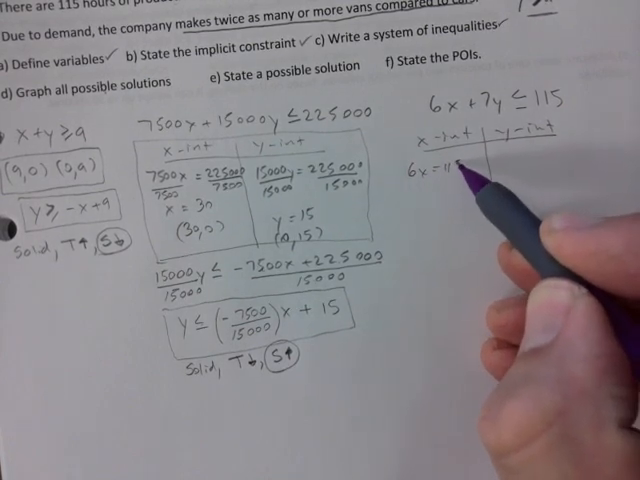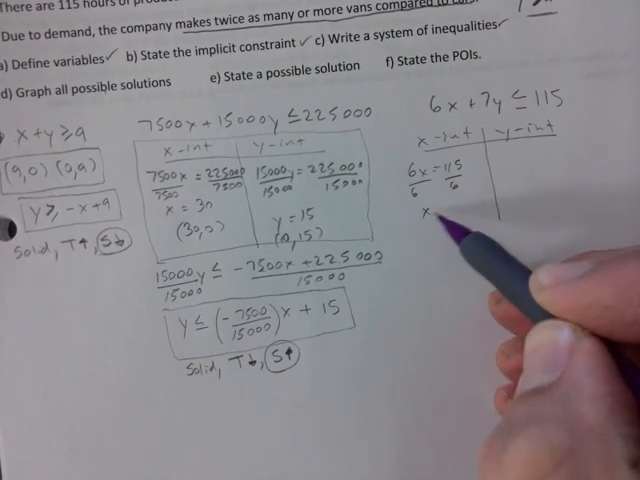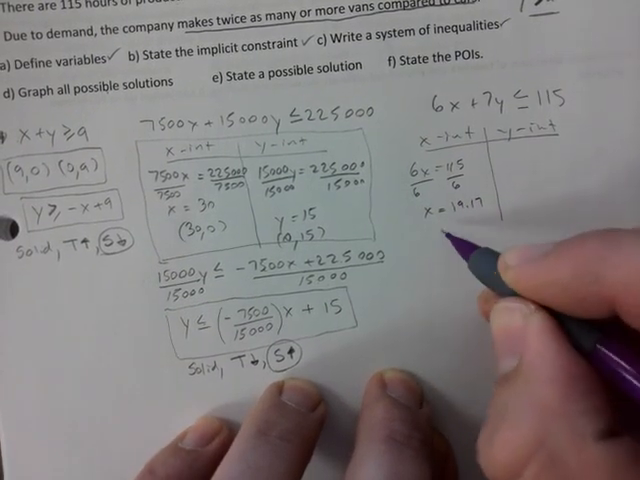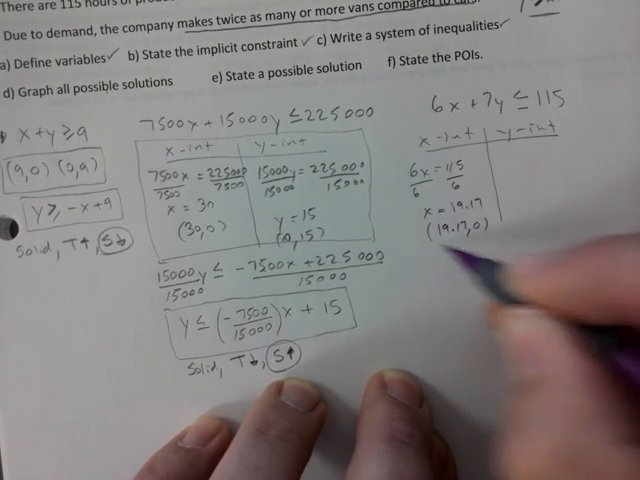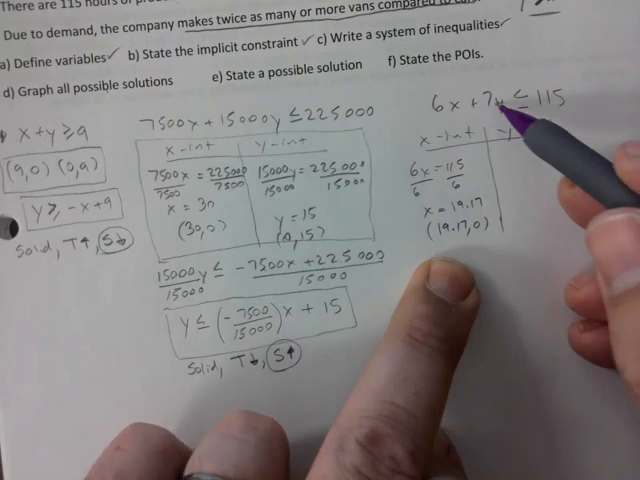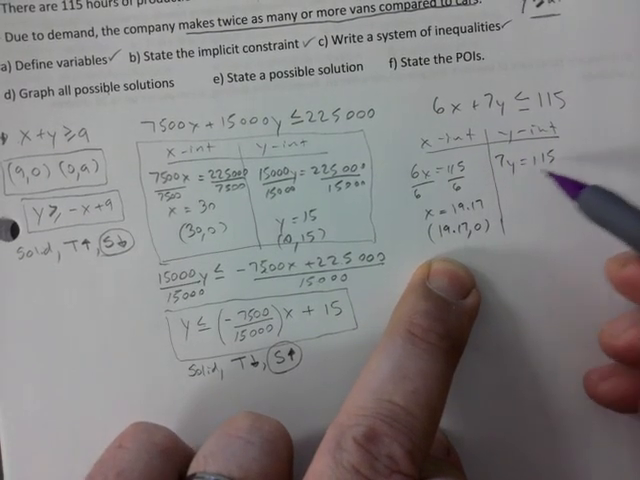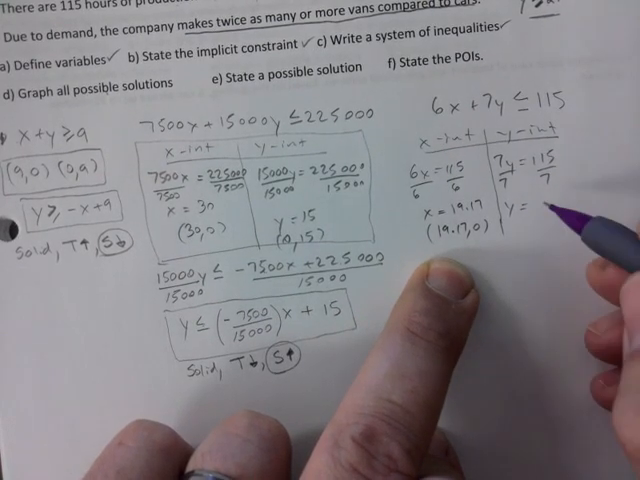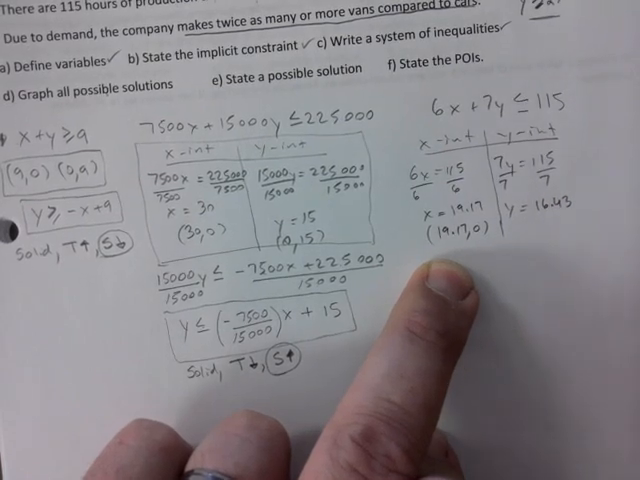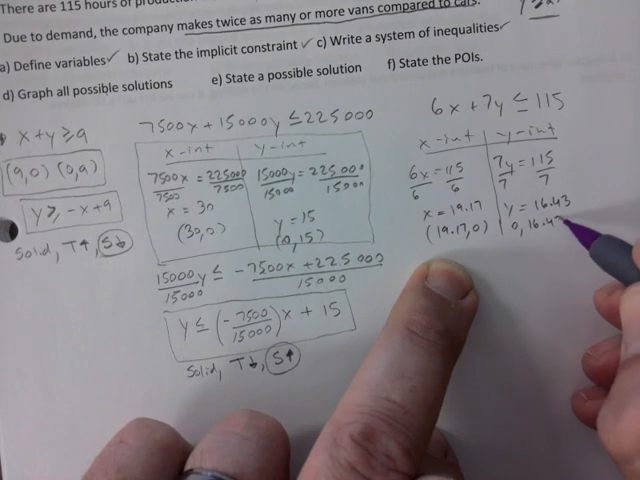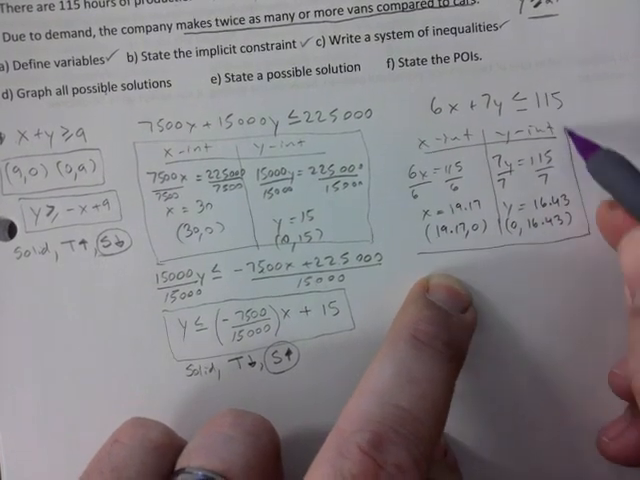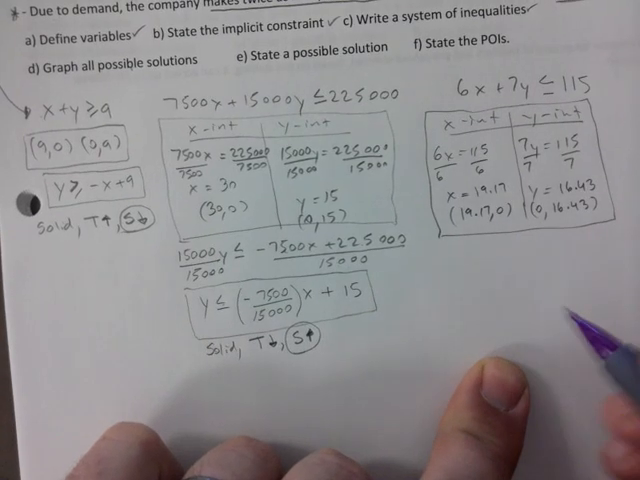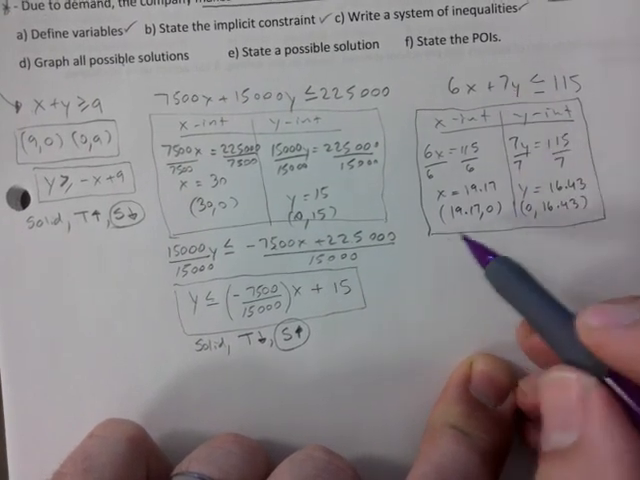6x is equal to 115. Divide both sides by 6. That actually gives you 19.17 rounded. And that is okay, because we're using this for graphing purposes. Then the y-intercept, 7y is equal to 115. Y is equal to 16.43. So that's 0, 16.43. There are my y-intercepts.